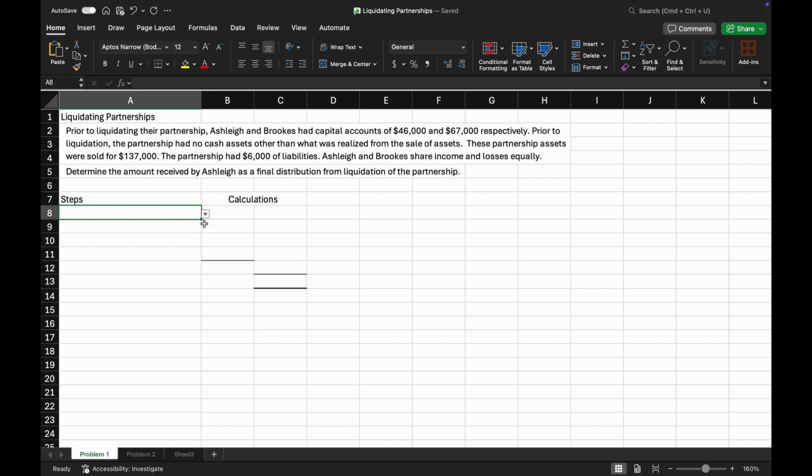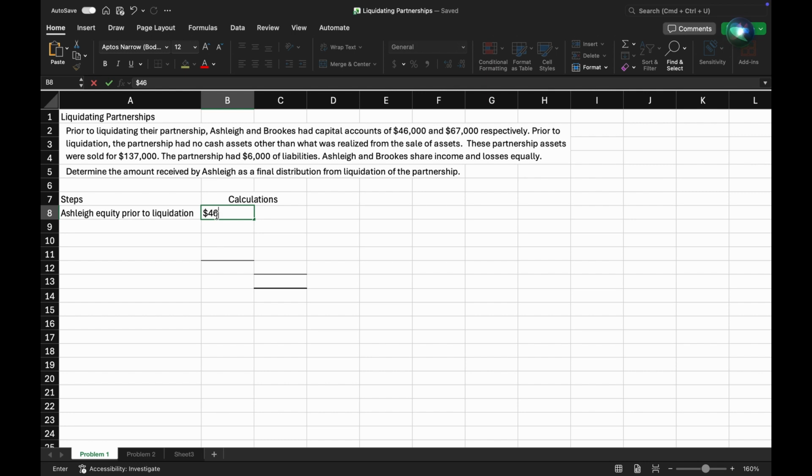So, step 1 of this process is to begin with Ashley's equity prior to liquidation, which in this case is $46,000. Then we need to adjust our equity for the gain or loss on the sale of assets, so the second section will be the realization of asset sales, which in this problem was $137,000.